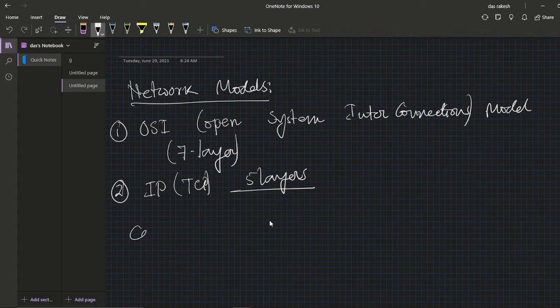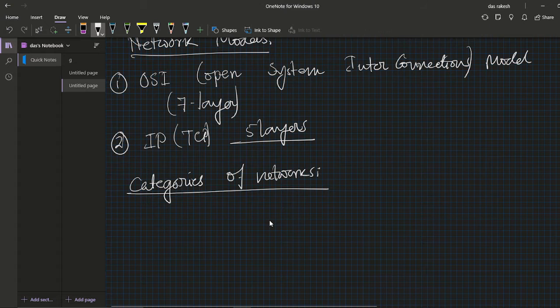So now we discuss the categories of networks. The category into which a network falls is determined by its size. So depending on the size, there are basically 3 different types of network. One is known as local area network, or LAN.